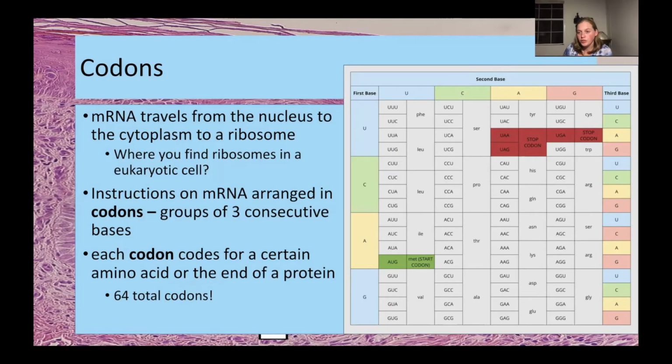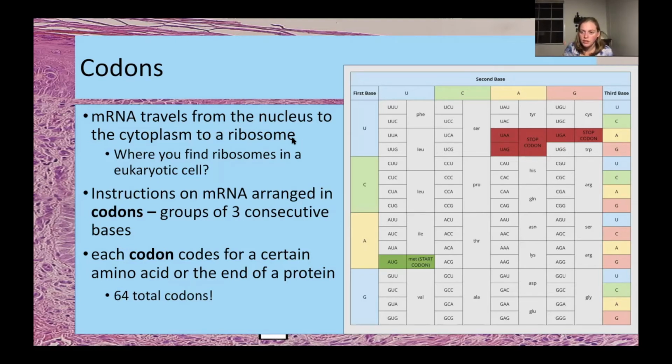Once the instructions for making a protein have been converted from DNA into mRNA language, that mRNA is going to leave the nucleus through a pore. Pores are little holes in the nucleus. We can think of them like doorways that this mRNA is going to use to leave. So as soon as it leaves the nucleus, that mRNA is going to be in the cytoplasm. And from here, it's going to find a ribosome, and ribosomes make proteins.